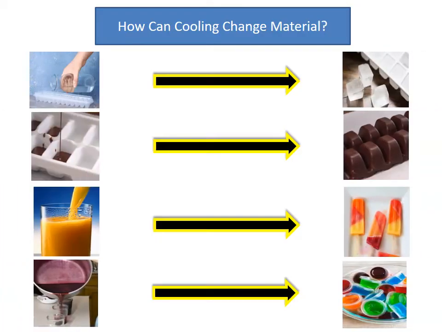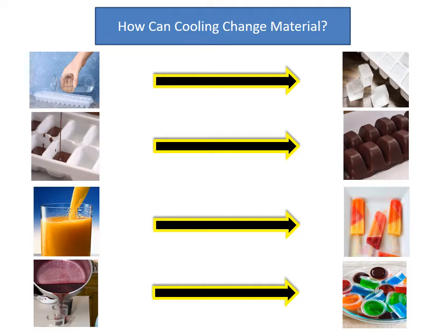How can cooling change materials? Heating can change material. So can cooling. Some materials change from one form into another form of the same material when heated. These materials turn into the original form when cooled. When cooled, steam becomes water. When cooled, water becomes ice, which is solid.